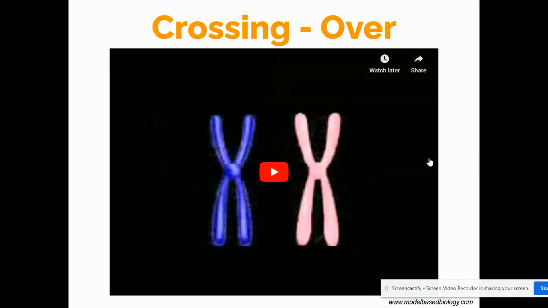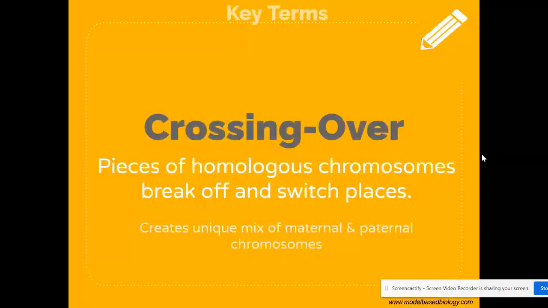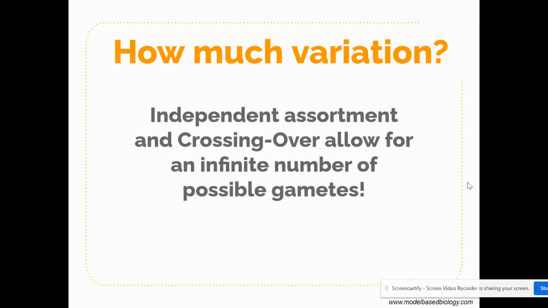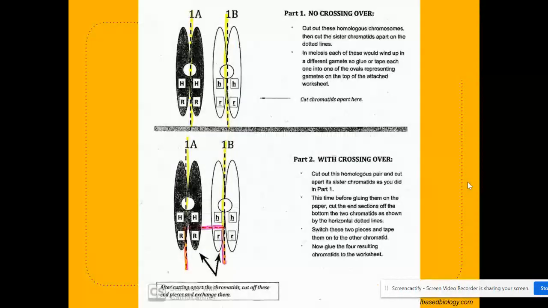Okay, so we just saw them cross over some information and it helps make unique creatures be unique. So the pieces of homologous chromosomes break off and switch places. This creates a unique mix of maternal and paternal chromosomes. So how much variation? Independent assortment and crossing over allows for an infinite number of possible gametes.